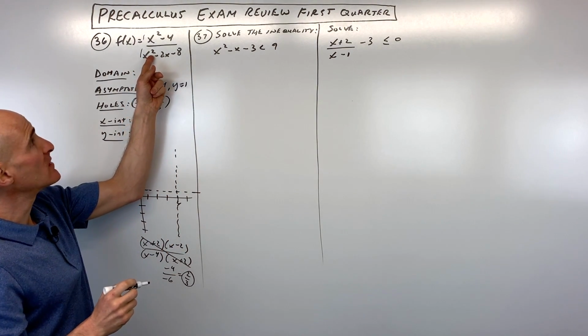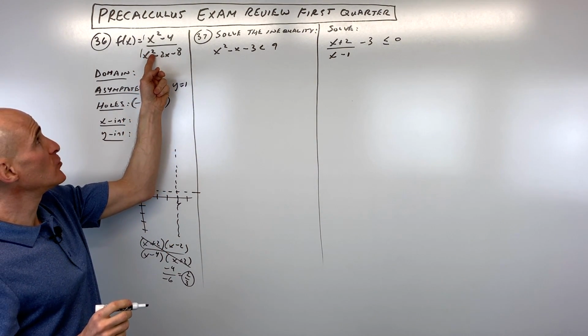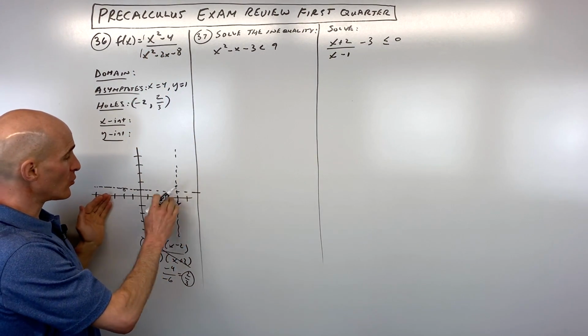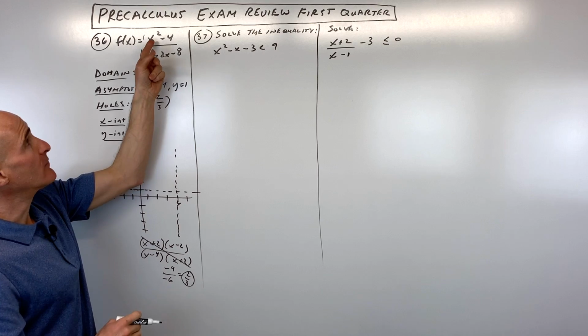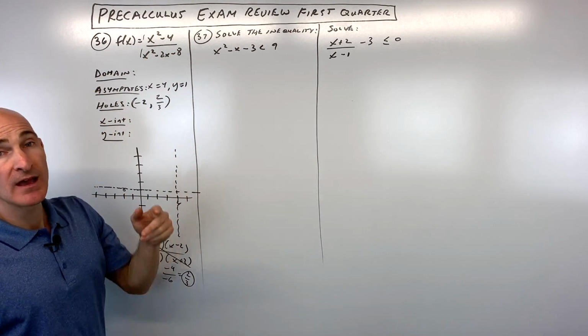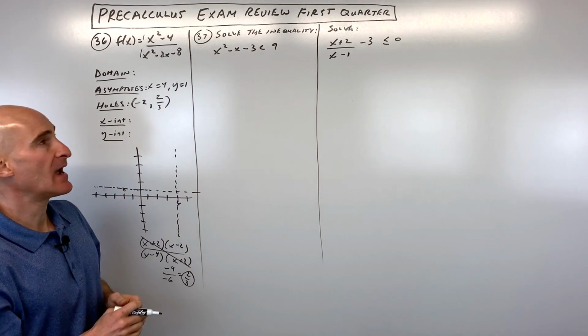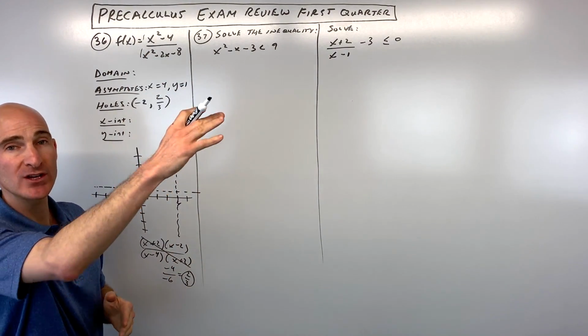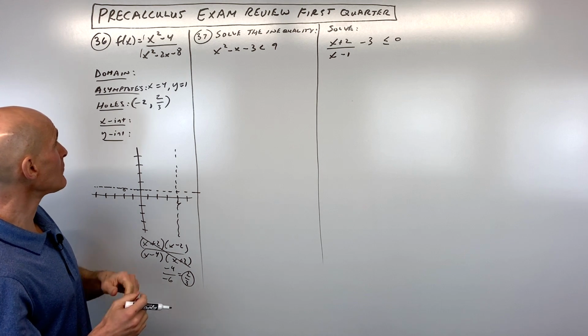Now if the degree in the denominator was higher, like if this was x cubed and that was x squared, then it would be y equals 0 as our horizontal asymptote right at the x-axis. And if the numerator's power was higher, like if this was x cubed and this was x squared, then we would actually get a slant or diagonal asymptote, and we'd have to do the polynomial long division to find an equation of that slant asymptote.